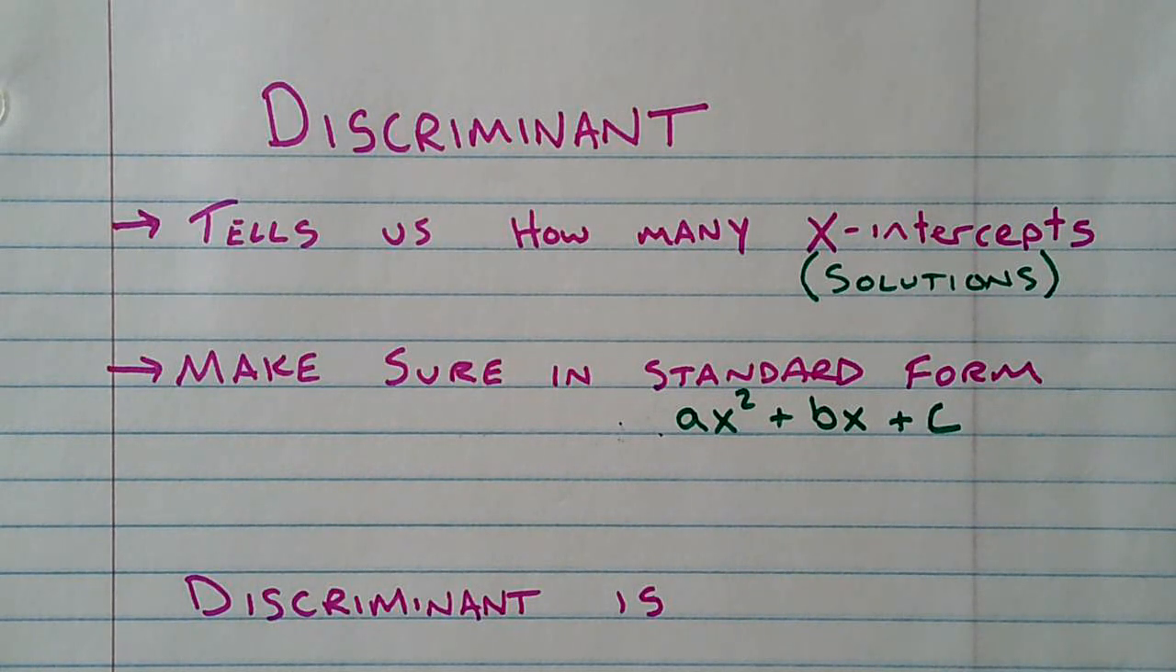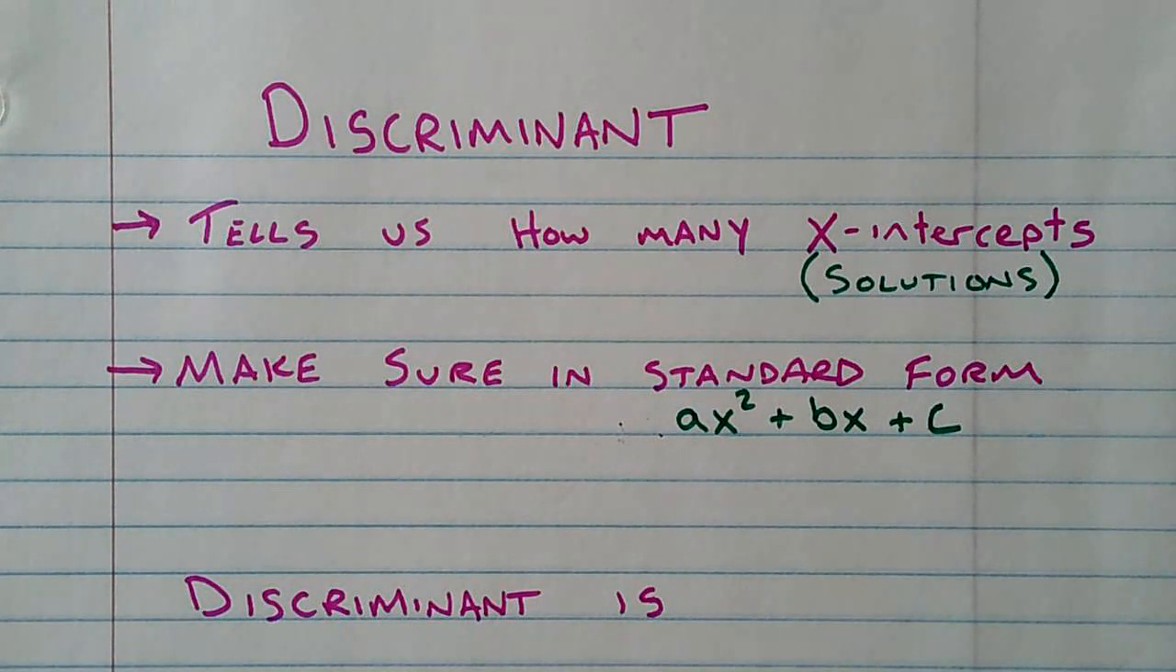Today we're going to look at the discriminant. Now the discriminant is something we can use with quadratics, and it helps us identify how many x-intercepts the quadratic would have. As we've been finding x-intercepts, we've seen that some quadratics have one intercept, some have two intercepts, or we've even seen where they have no intercepts. So the discriminant is something that we can use to identify that right off the bat.